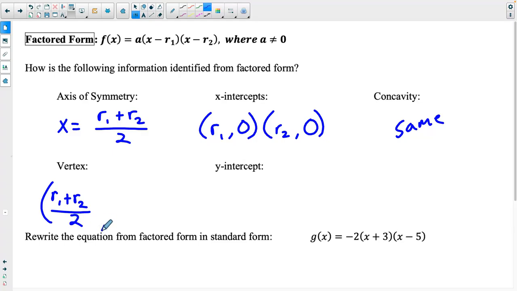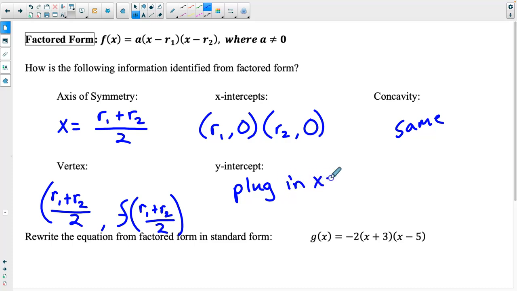And then, remember, we're just plugging something in. So I would actually just put f of, that's the nice thing, instead of writing plug in all of this, I can write f of this, and it means the same thing. And it gives me a solution. So that would be my vertex. And then the y-intercept, we plug in x equals 0, or we find f of 0. They mean the same thing. Questions?